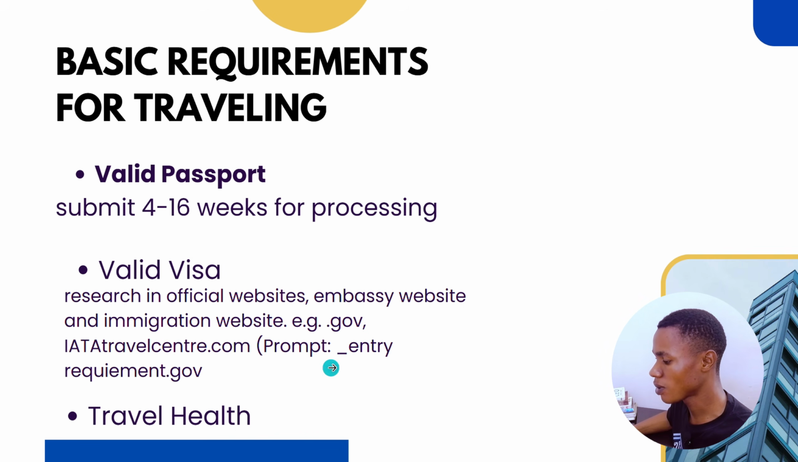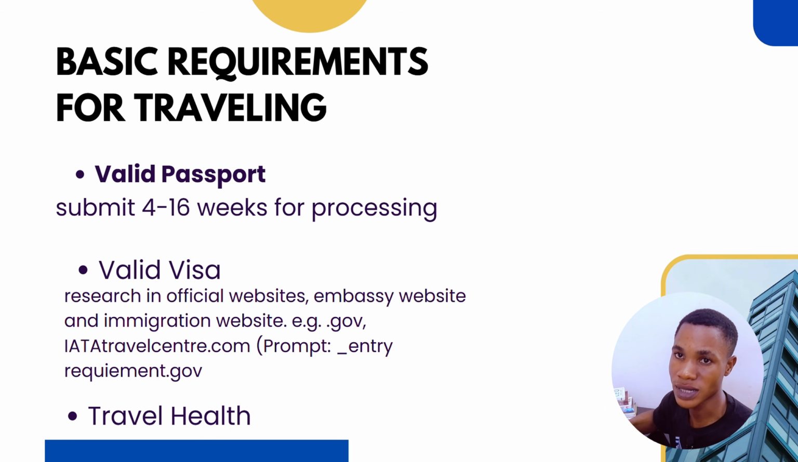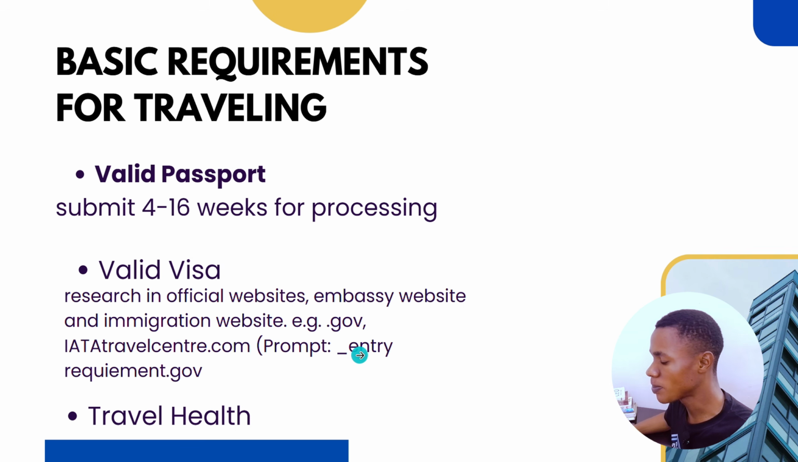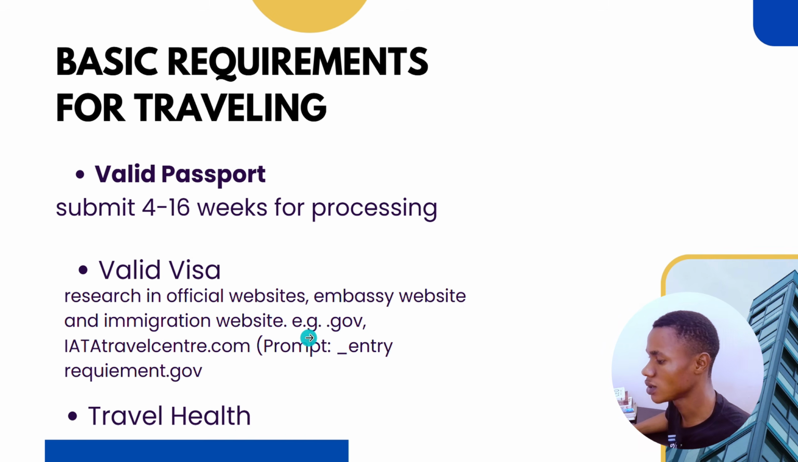Remember, the prompt we are going to be using is "entry requirement gov". That means, if your boss wants to travel to Paris in France, that is the example we are going to be using today. You put Paris in France. If you want to travel to, let's say, Liverpool in England, you have to put Liverpool entry requirement.gov on Google in order to get the requirements and all of that. Please be careful of the kind of website you'll be using, right? So now let's go into the practicals.